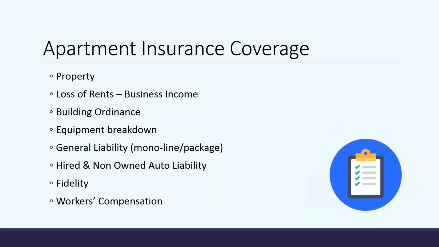And then obviously, we want to write the liability for them, in the event of those trip and fall type claims and things like that. So we can write a GL, package it with the property, or we can write it on a monoline basis. Hired and non-owned auto is also an important coverage to include under the liability as well. And then we can also consider the fidelity coverage for them, in the event that there's a theft of the funds by their property managers, so they have an on-site manager, or there's a third-party management company involved. So it's a good coverage to consider as well.